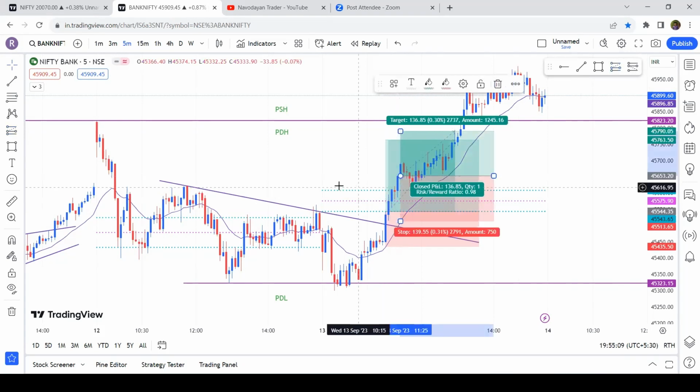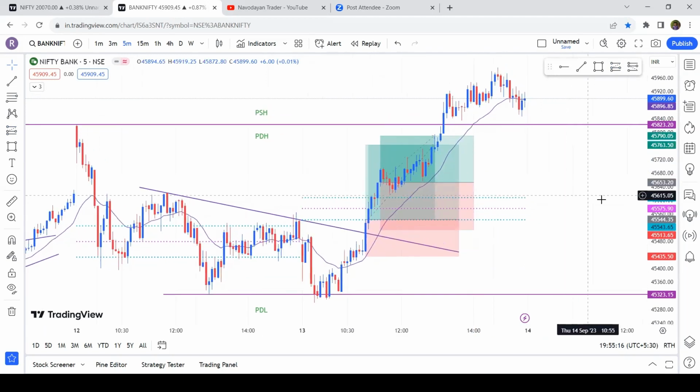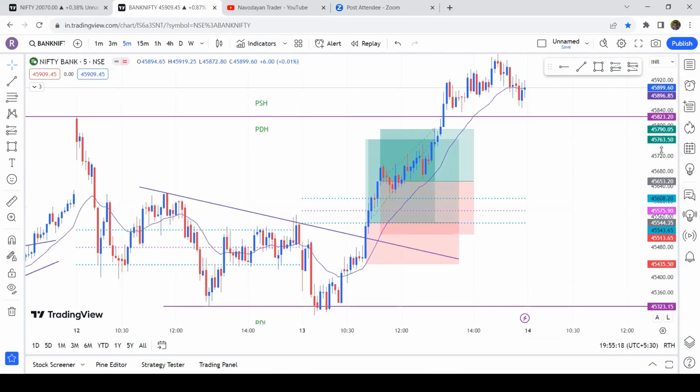So this is where again a CPR breakout happened. This CPR breakout is a very good strategy, along with other conditions that I will be discussing in my webinars as well.